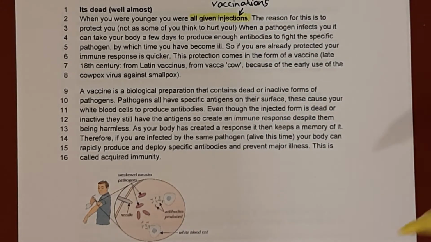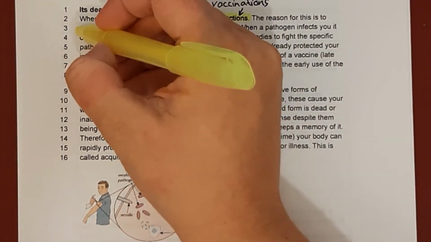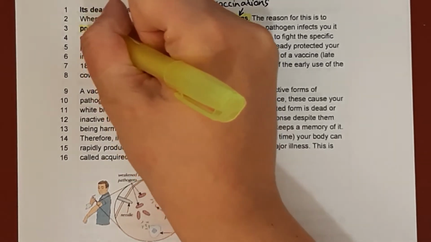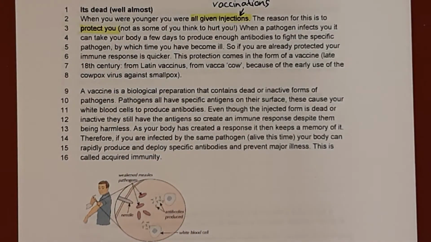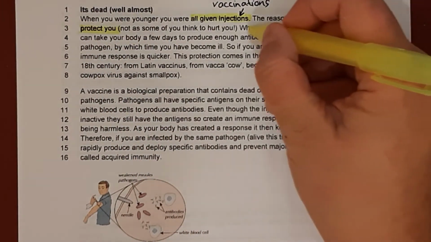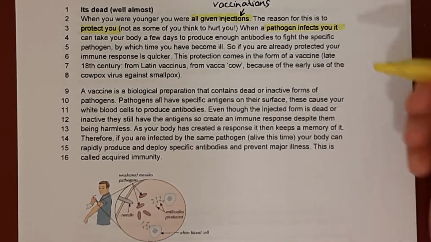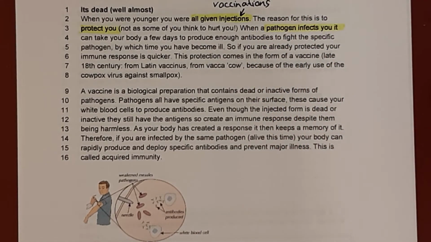The reason for this is to protect you and not to hurt you, as you might think. Okay, and so when a pathogen infects you, it takes our bodies a few days to produce enough antibodies to fight that pathogen, because you need to have the correct antibodies exactly specific to that type of pathogen. So old antibodies for something completely different won't work.